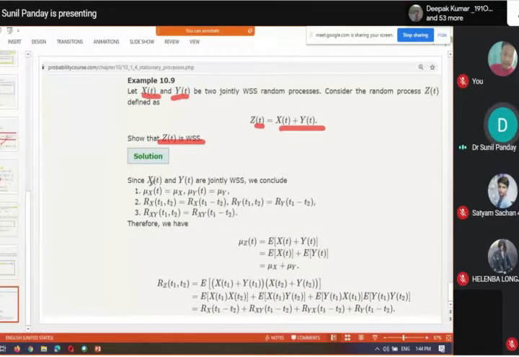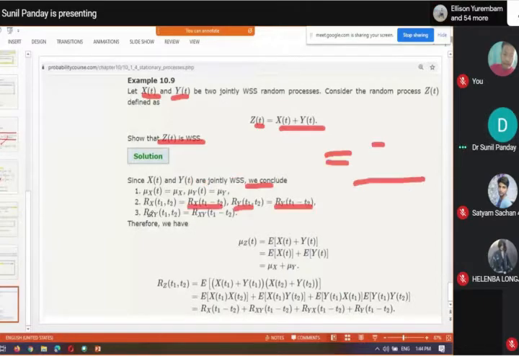So we'll see this. First, whatever is given, we illustrate all of them. Since xt and yt are jointly wide sense stationary, the mean function is constant. So we have assumed mu_x for xt and mu_y for yt. Then Rx(t1, t2) is Rx(t1 minus t2), and Rxy(t1, t2) is Rxy(t1 minus t2). So up to here it is given that xt and yt are jointly WSS.